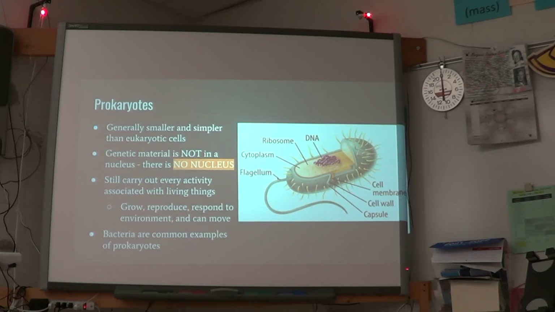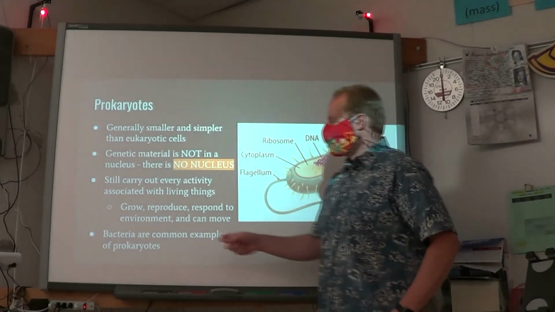So they're generally smaller. They do have genetic material. It's just not in the nucleus because there is no nucleus. And that's our distinguishing characteristic of a prokaryotic cell. They still carry out all the other actions that all living things do, and we'll talk about these next week before we go outside. They need to be able to grow.